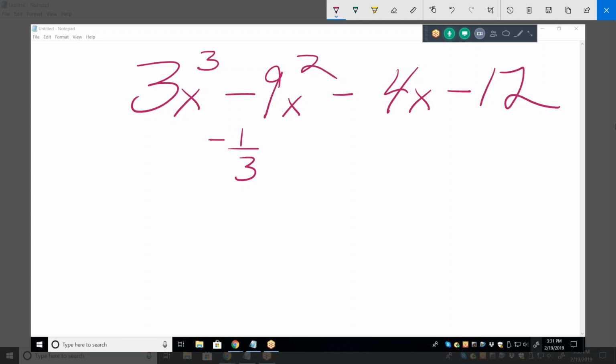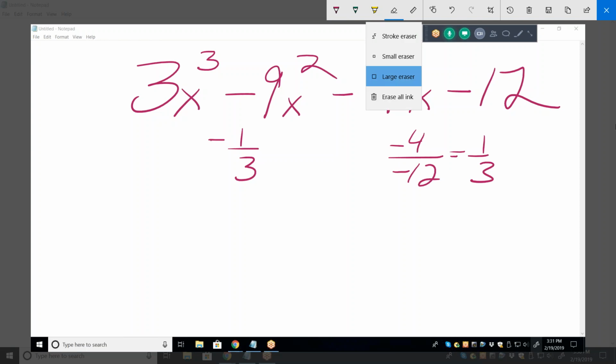Negative 1/3. Well, it's -4 over -12. That's positive, or yeah, positive 1/3. That means it does not lend itself to grouping. I was trying to trick you.